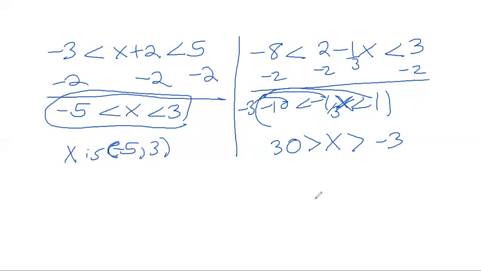Well, this doesn't really make sense, 30 > x > -3. So the way I can write that is -3 < x < 30. Or in interval notation, x is on (-3, 30). And again, I have parentheses because there's no equal sign there.